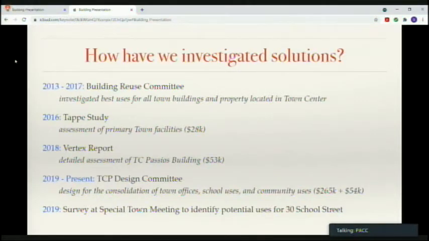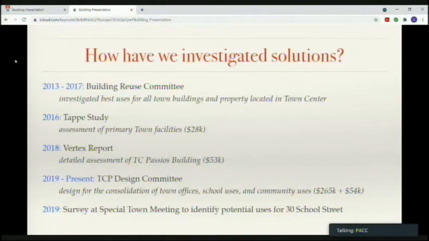And this came after both buildings, the primary school and the TC Passios, were transferred from the school department over to the town for municipal purposes. Now, the key result of the Building Reuse Committee is that many of their recommendations involve some partnership with private entities to help create those best uses. As these were presented to town meeting, all of these articles failed for several reasons.